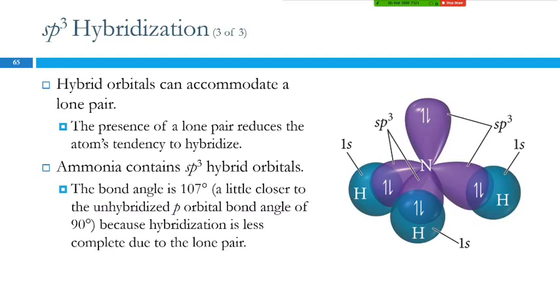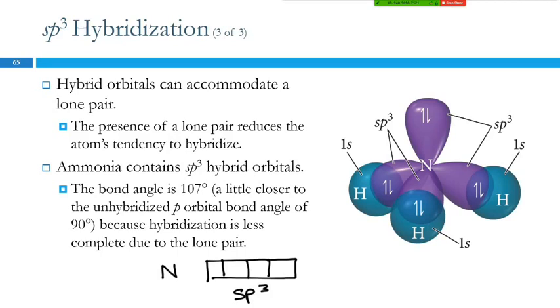What about lone pairs? Well, we can have lone pairs in hybrid orbitals. So here's ammonia. Nitrogen has a lone pair, and so it's going to half fill. Actually, let's do this. So here's the sp3 hybrid orbitals for nitrogen.